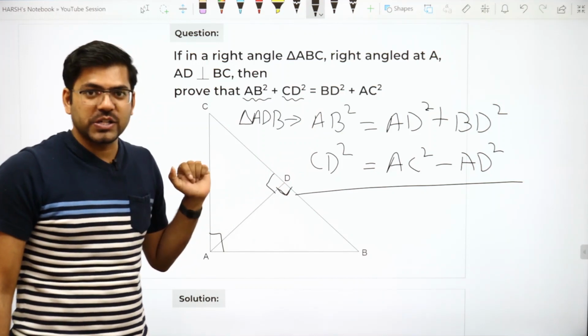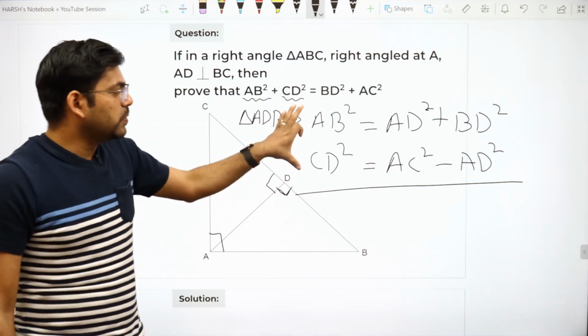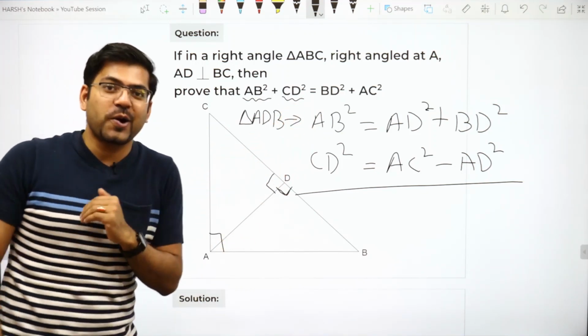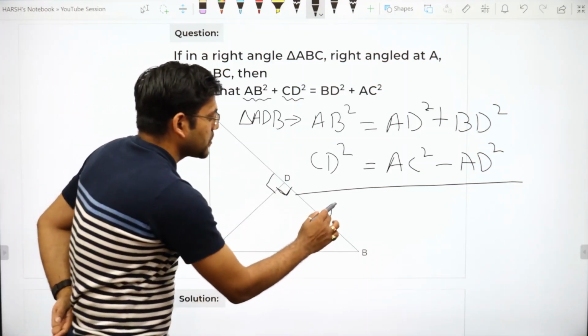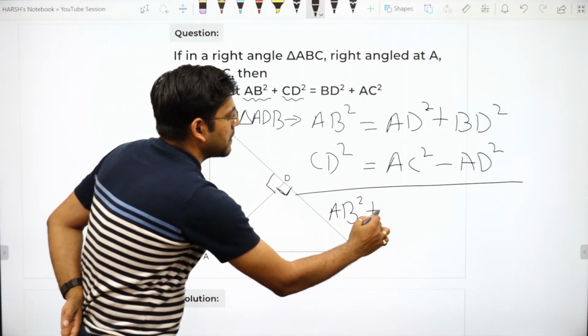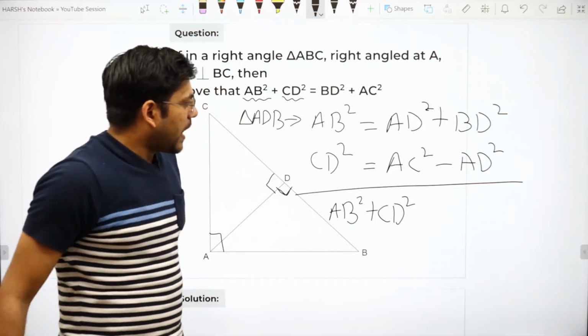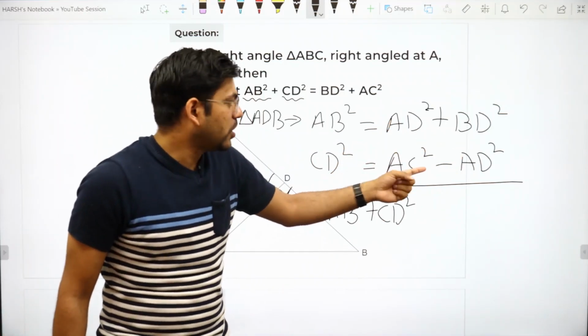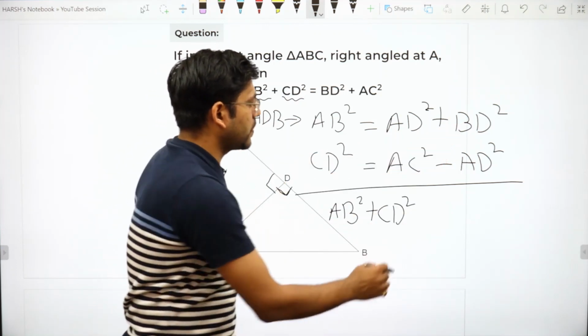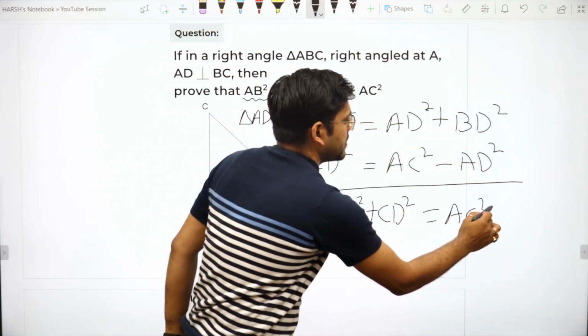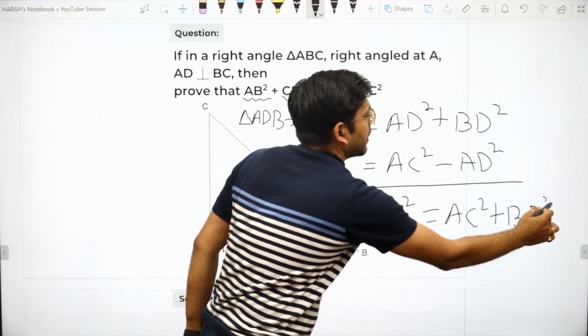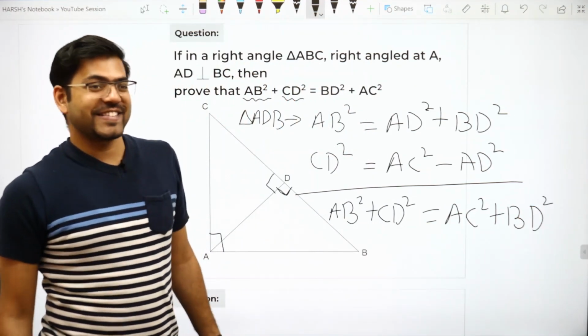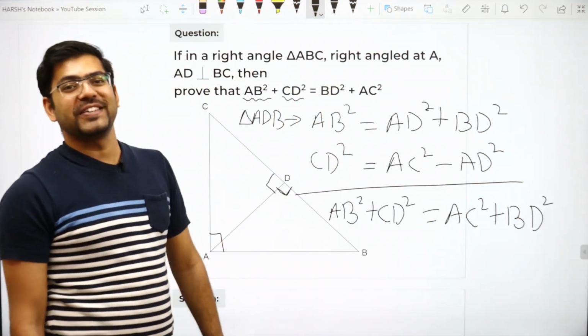Okay. Now I have got two values and these two values need to be added. AB square plus CD square. So a common man will add both of them. So I'll also, like a common man, add them. So let's add them. AB square plus CD square. You are able to see that this AD square and this AD square are cancelled, isn't it? So what is remaining? AC square plus BD square. So I'm writing here is equal to AC square plus BD square. And like a common man, I got an answer.